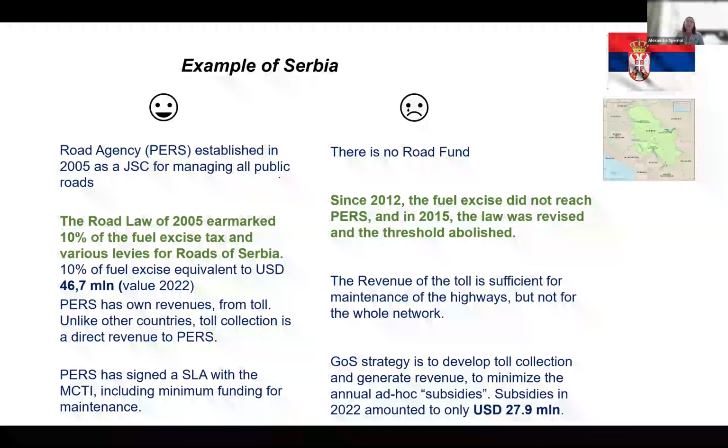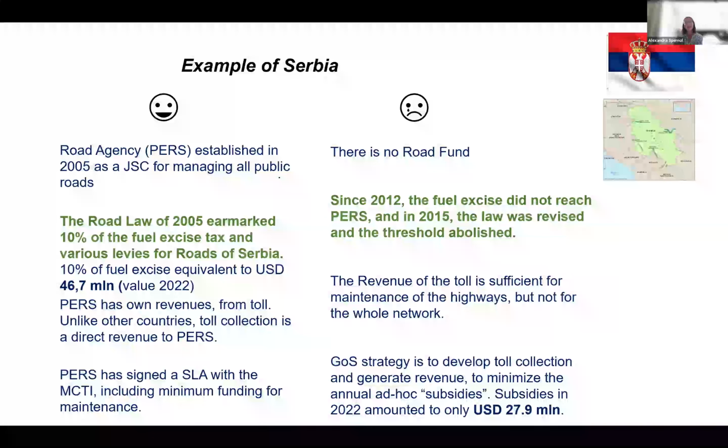So the example of Serbia is interesting because they have a public company for the management of roads. There never was a road fund, but they had earmarked revenues. So the road law earmarked 10% of the fuel excise tax as a direct revenue for Roads of Serbia, which is the road agency.